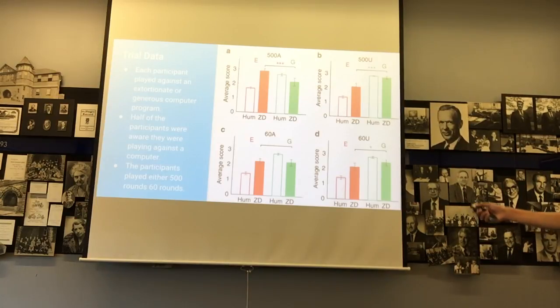In this chart, the red is when the computer was playing with an extortionate strategy. So basically it was using a predefined set of moves where it was trying to perform the best. And then the generous strategy was where the computer was doing a predefined set of moves where it was still trying to win, but it was trying to be more generous, more flexible. And in the case where the human was playing against the extortionate computer, over time, the computer does better.